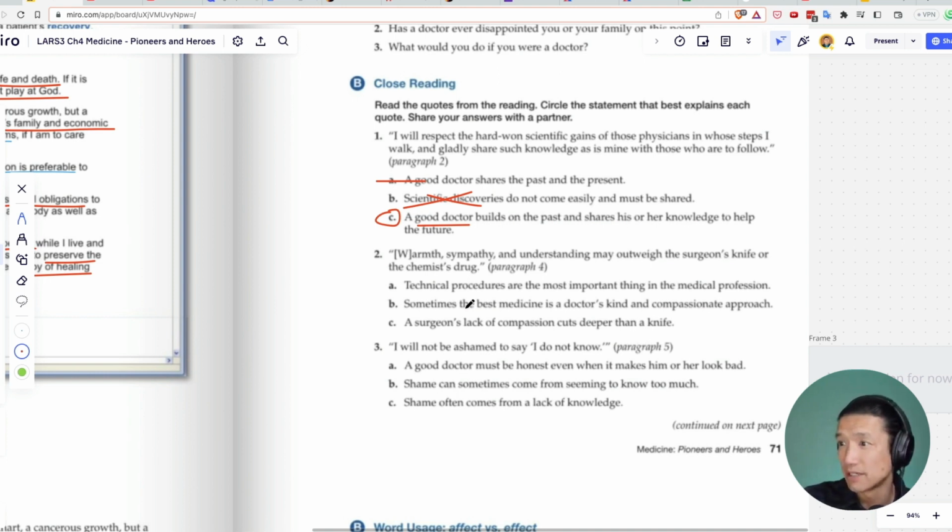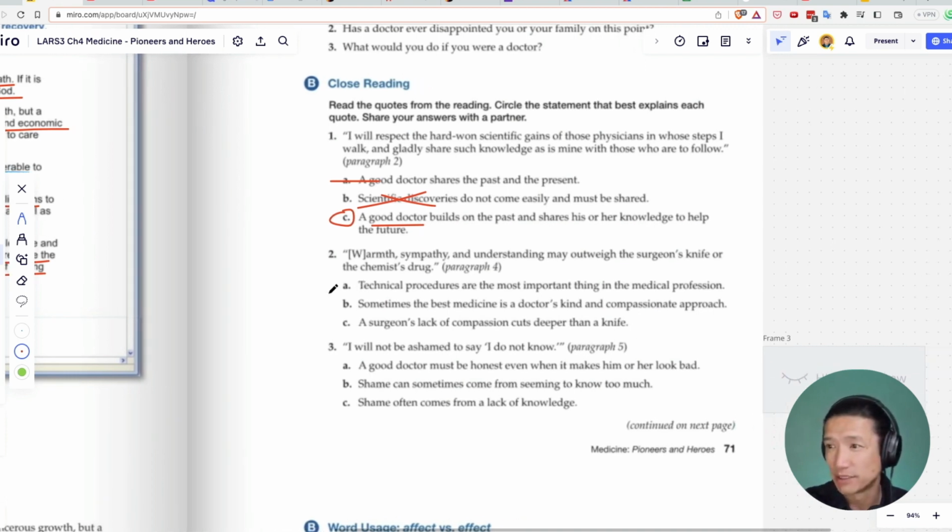"Warmth, sympathy, and understanding may outweigh the surgeon's knife or the chemist's drug." This is the one I agree with. "Technical procedures are the most important thing in medical profession." No, it's the opposite, they're saying. "Sometimes the best medicine is a doctor's kind and compassionate approach." I think that's probably right. But let's check C. "A surgeon's lack of compassion cuts deeper than a knife." I agree with the statement, but that's not what the statement is saying. Okay.